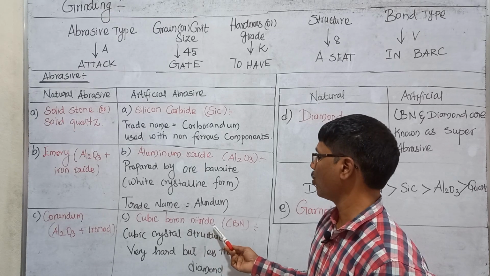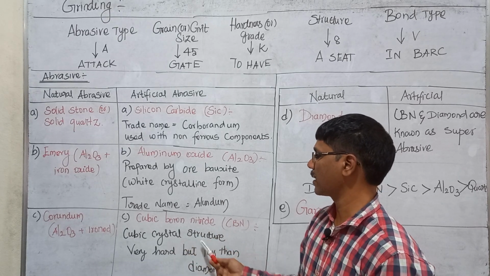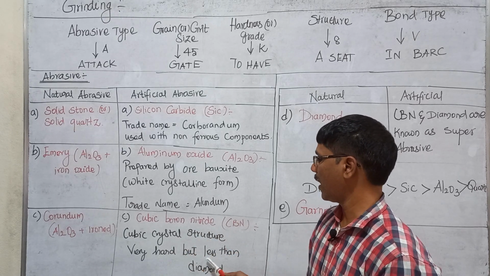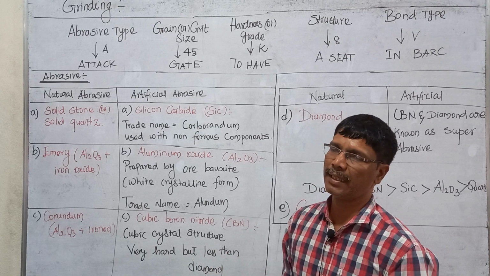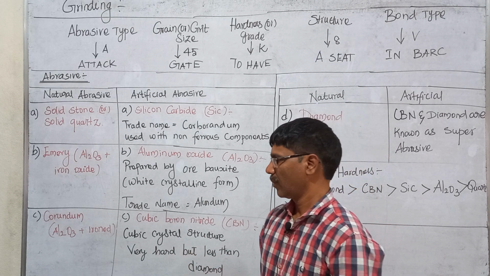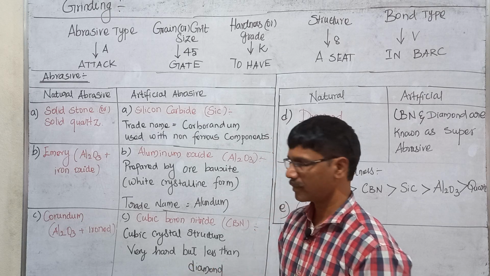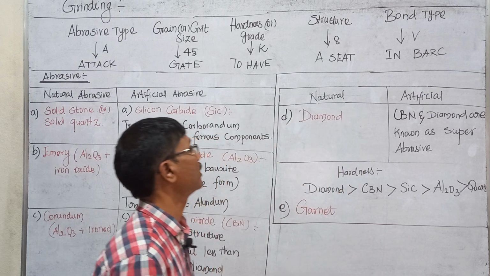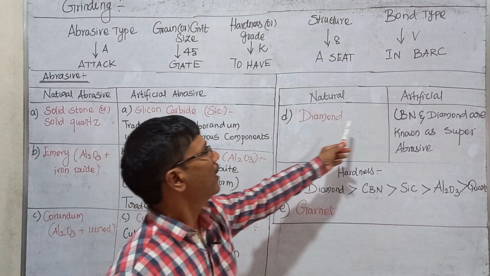The example is cubic boron nitride. A cubic crystal structure is obtained, very hard but less than diamond. It is next to the diamond. Cubic boron nitride has hardness next to the diamond. Next, diamond.